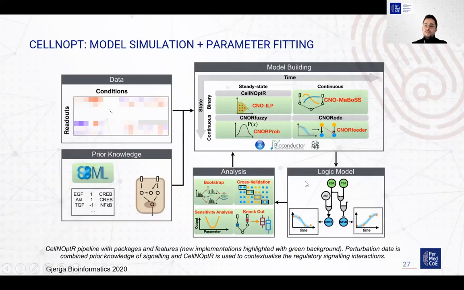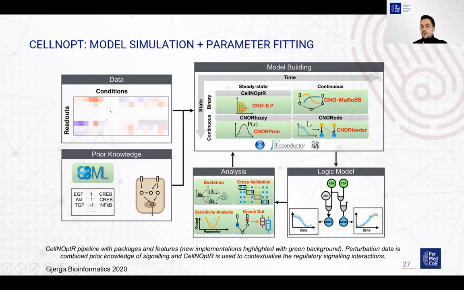It is a model simulator with different formalisms and parameter fitting from experimental data. So let's imagine that we have different conditions. We can have some kind of perturbation or inhibition of some targets, some proteins, and we want to measure other proteins in the process, right? So we can have different conditions organized here in different columns, and the different rows correspond to different measurements of proteins. And we also have our prior knowledge, as I explained before.